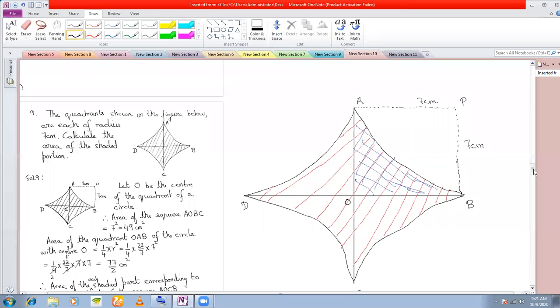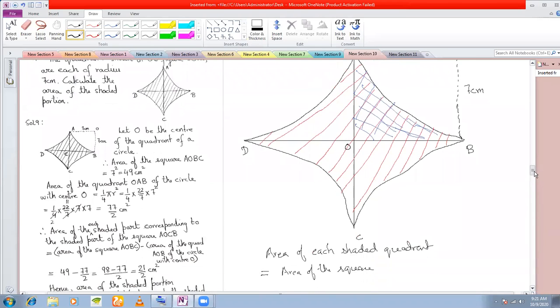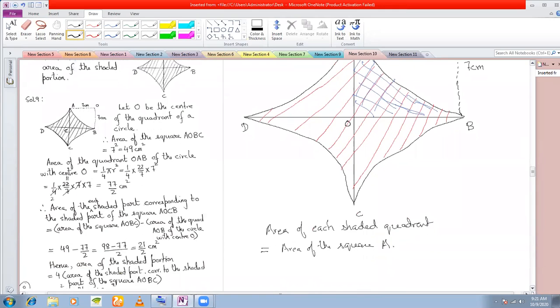The area of each quadrant is equal to the area of the square, which square, AOBP, minus the area of the quadrant of a circle.